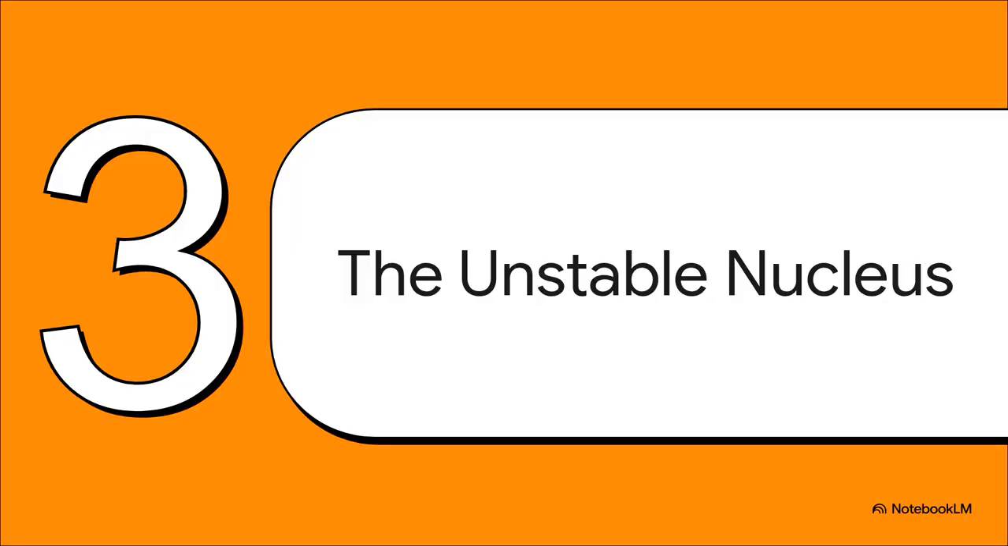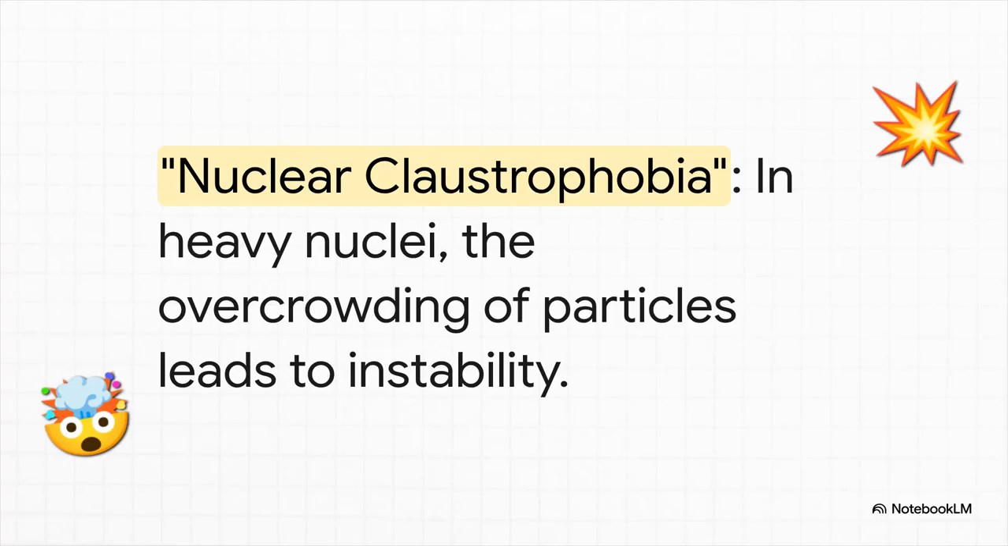So why do some atoms get that tickle in the first place? Why are they unstable? To get that, we have to zoom way, way in, right into the tiny, tiny core of the atom. The nucleus. A great way to think about it is something called nuclear claustrophobia. Seriously, imagine a really tiny room, just packed to the brim with people. It's crowded, everyone's bumping into each other, and there's a lot of tension. That's what it's like inside a heavy nucleus. There are just too many particles crammed into too small a space.